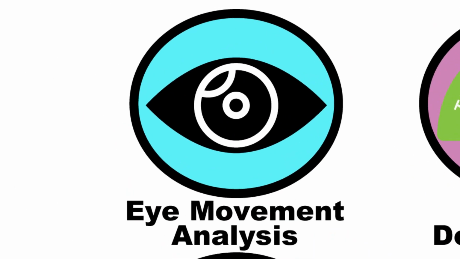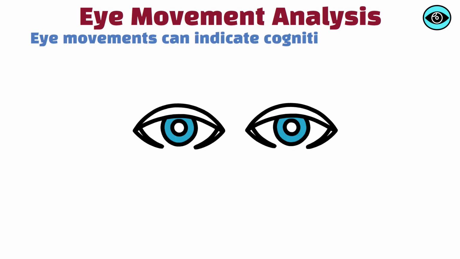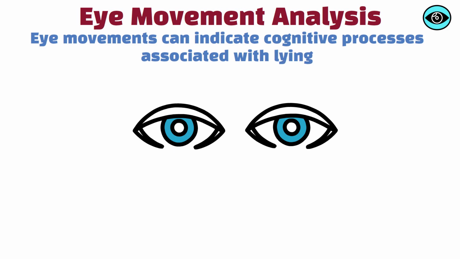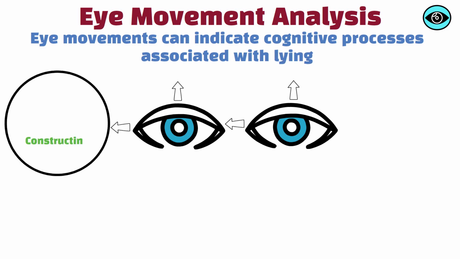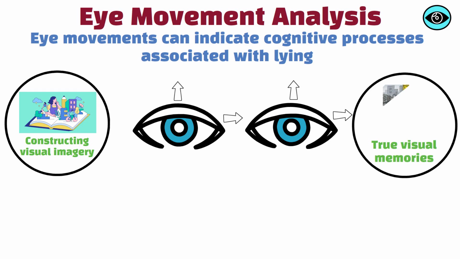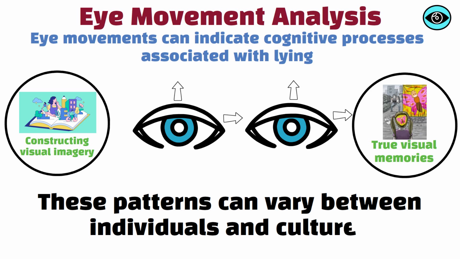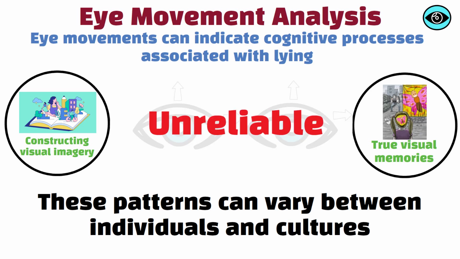Eye movement analysis. This technique is based on the idea that certain eye movements can indicate cognitive processes associated with lying. For example, looking up and to the right is sometimes associated with constructing visual imagery, potentially fabricating a story, while looking up and to the left might indicate recalling true visual memories. However, these patterns can vary between individuals and cultures, making this method unreliable on its own.